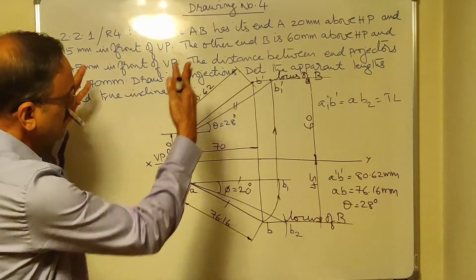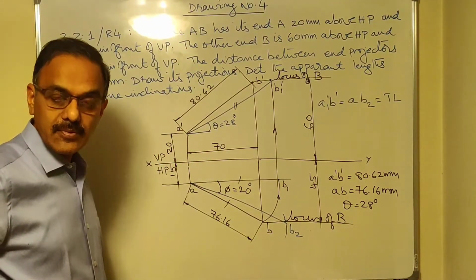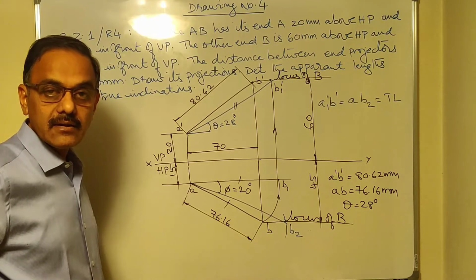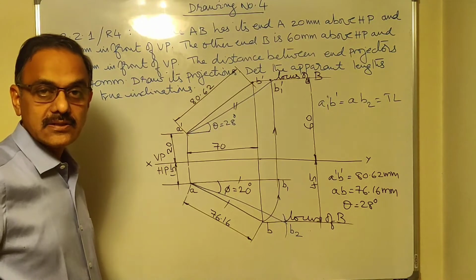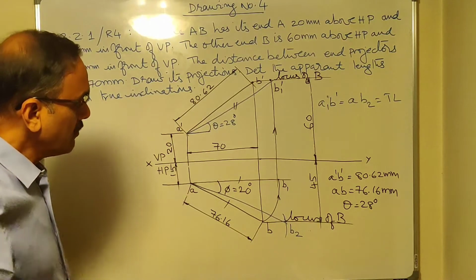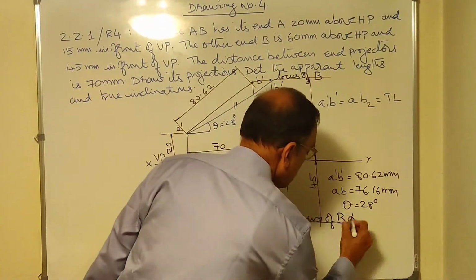With the data that is available to you, you are able to draw the projections first, and from that you are able to find or locate the true lengths and then the true angles. Okay, phi is equal to 20 degrees. You have to write here.